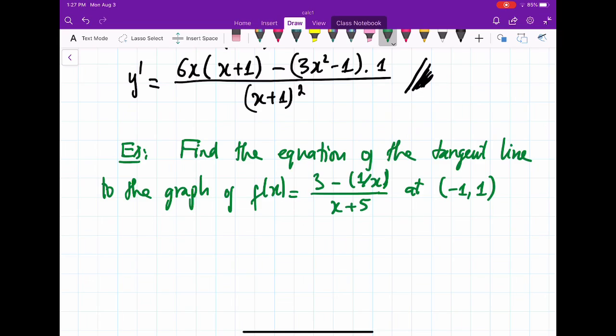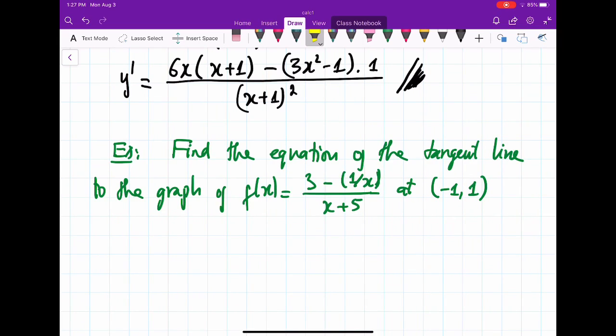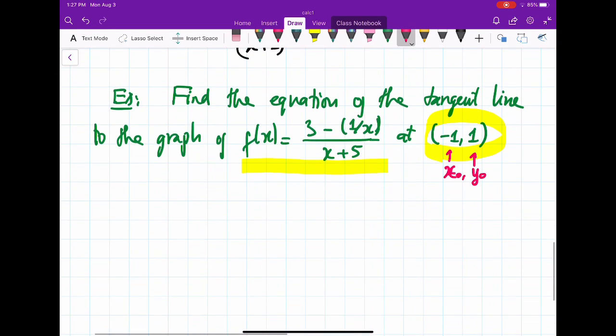Now, let's consider the following tangent line problem. We have the function f of x equal to (3 minus 1 over x) divided by (x plus 5). And they ask us to find the equation of the tangent line to the graph at (-1, 1). So they give us the x and the y. We don't have to find the y0, right? So basically, we need to find the slope, which is the derivative of this function at x equal to -1. So we need to find the derivative f prime.